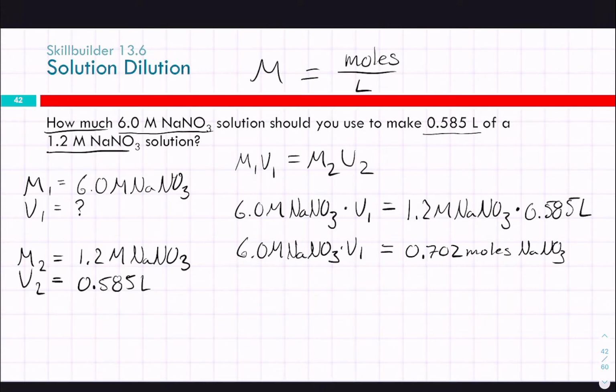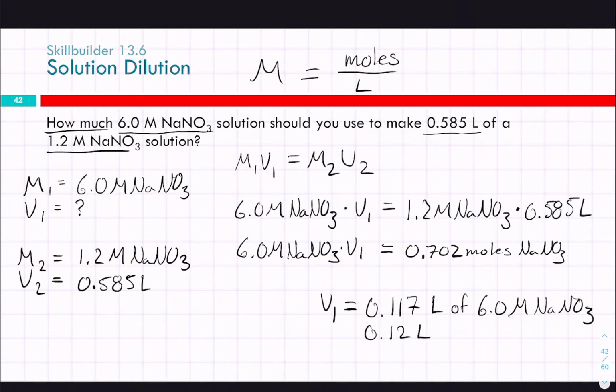So we can take our 0.702, divide it by 6, and our volume of the 6 molar concentrated solution that we're going to need is going to be 0.117 liters of the 6.0 molar NaNO3. And this actually would be 2 sig fig, so it should be 0.12 liters.